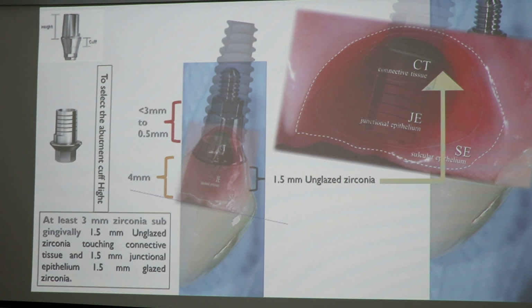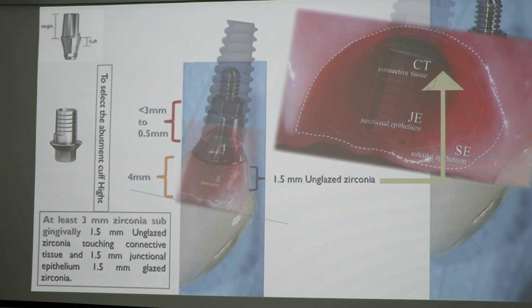1.5 connective, 1.5 for the second child. You know, you give the first child his thing, or the second wife, I don't know, whichever you want to choose. You give enough ammunition for this 1.5, different treatment, this one different treatment. You're asking. Yeah, 3 millimeters zirconia subgingival, 1.5 unglazed zirconia touching connective tissue.